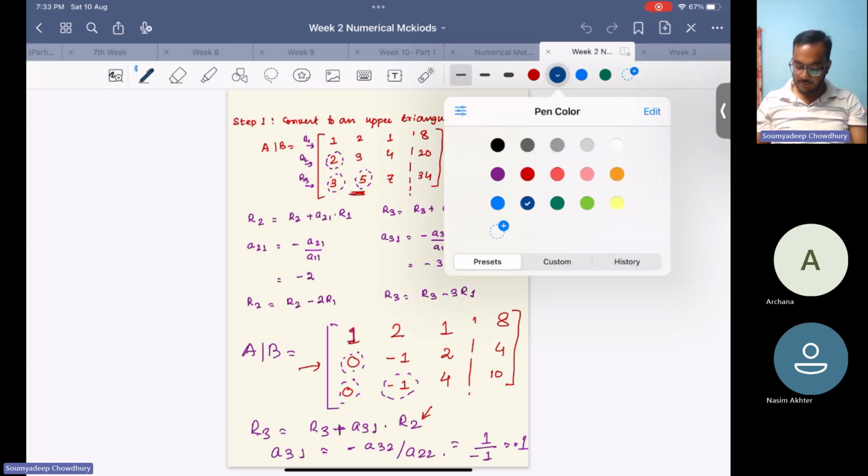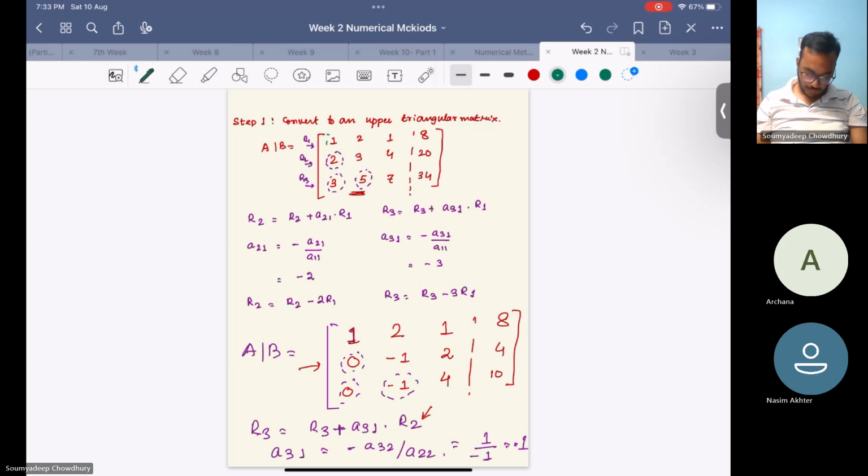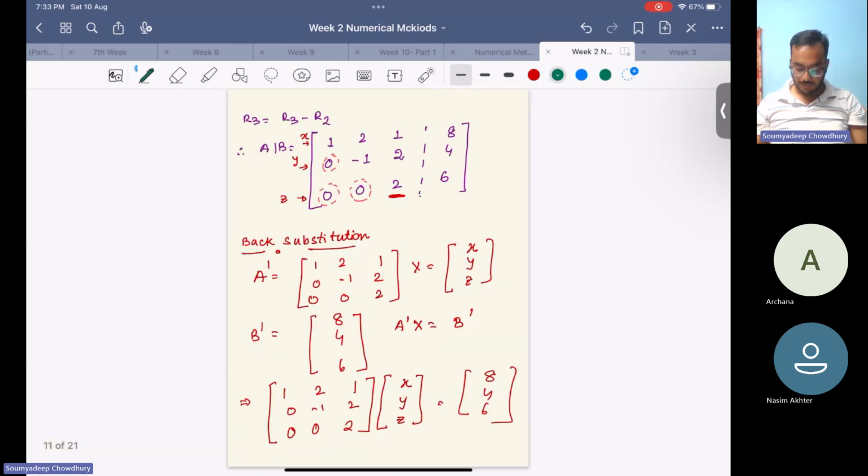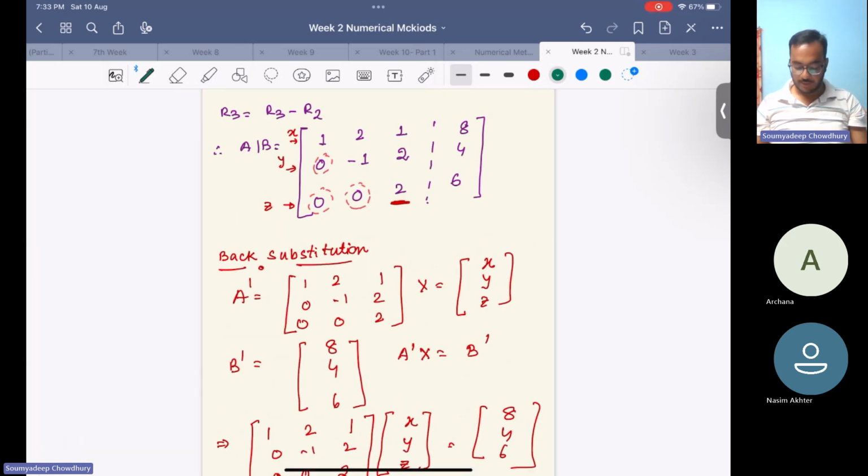Just remember this principle, right? If this is your principal diagonal, all elements below it should be zero for an upper triangular matrix. So your job will be to make all the elements below the principal diagonal equal to zero. Once you make them zero by Gaussian elimination, for a 3 cross 3 system you perform two steps, and then you will get the upper triangular matrix. So here you have got the upper triangular matrix. Once you get it, you back substitute, right?